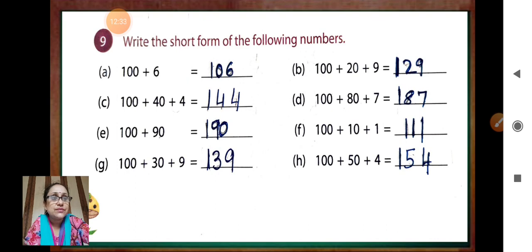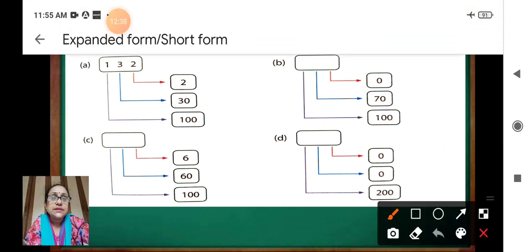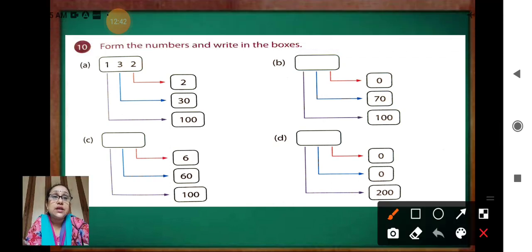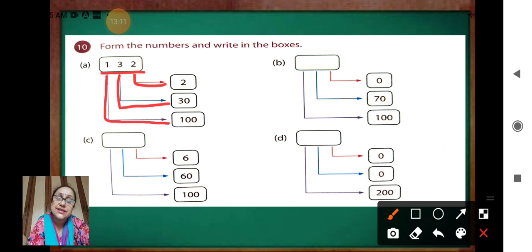Finished? Now form the numbers and write in the boxes. So the first one you see 132. Now you remember hundreds, tens, ones. So this 2 is in which place? Ones place. Okay, correct. And this 3 is in tens place. So 3 tens, 30. And this 1 is in hundreds place. That is 100. Correct? So the next one, how you will do?